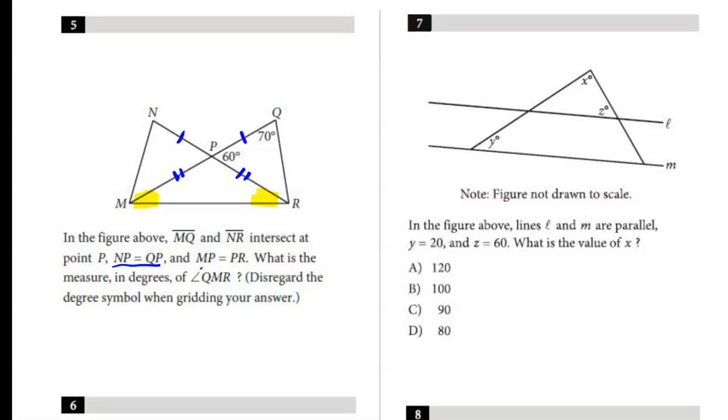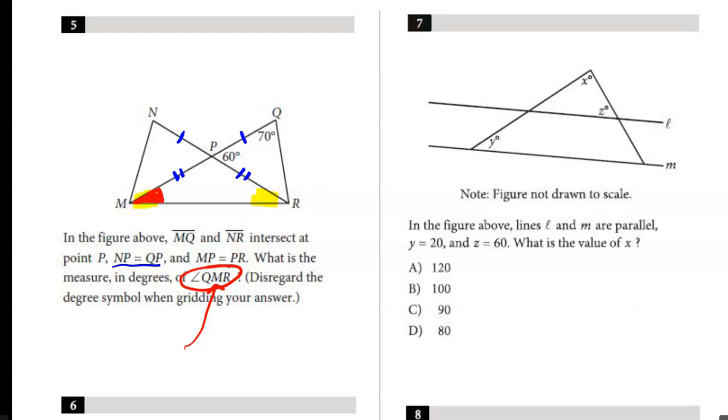So I know that this angle is actually going to be equal to that angle. So what is the measure in degrees of QMR? First of all, where the heck is angle QMR? The most important letter is that middle letter, because that's the vertex. So QMR means we're trying to find this angle right here. That's going to be the answer to the problem.